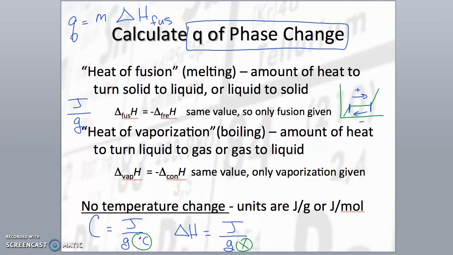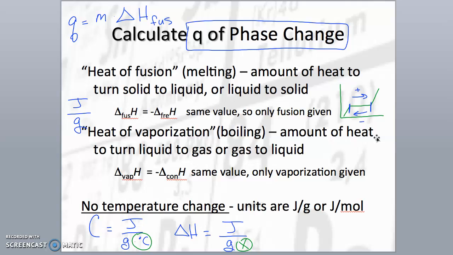So we start this lecture and we're talking about heat, or Q, of a phase change. We noticed in the previous lecture that when we go through a phase change, the temperature doesn't change. So I tried to draw, you can see over here, a little bit of a heating curve, and this flat spot represents the phase change.